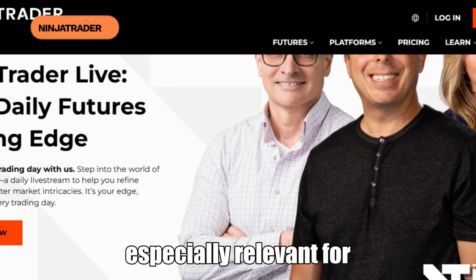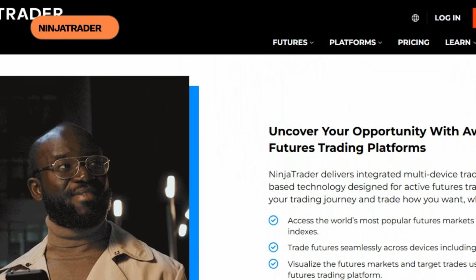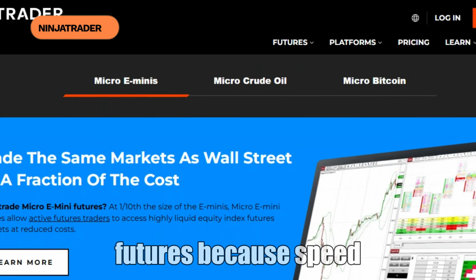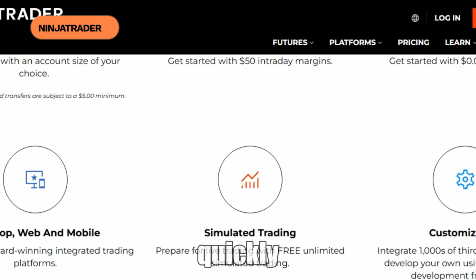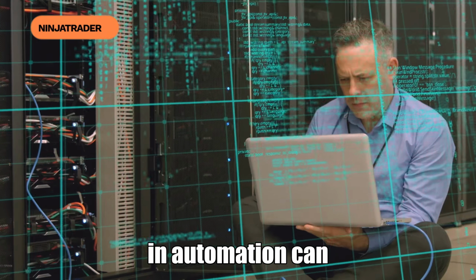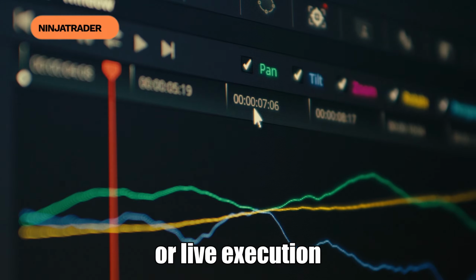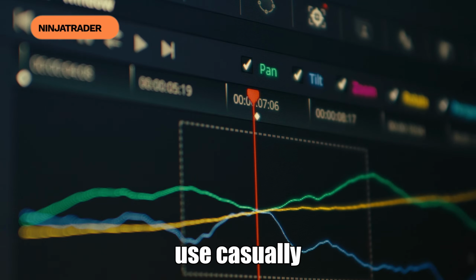NinjaTrader is a natural fit for futures traders. NinjaTrader is especially relevant for futures traders who want advanced charting, strategy development, and automated execution tools. That matters in futures because speed, leverage, and order management can change the risk profile quickly. A small mistake in automation can become expensive if position size, stop placement, or live execution is not controlled properly. It is not a tool to use casually.